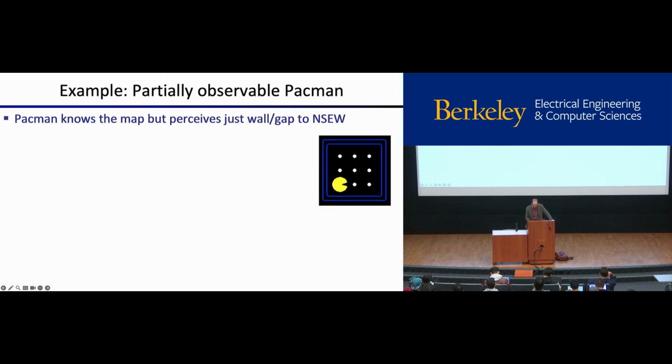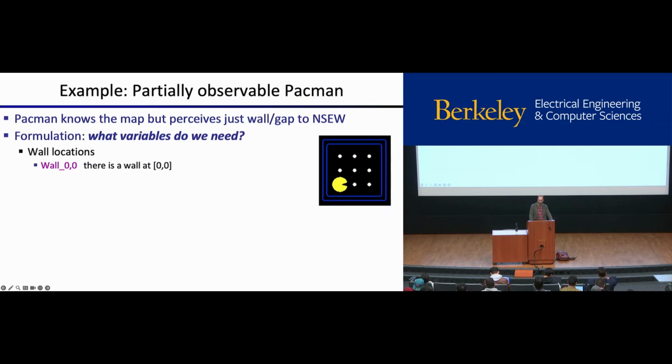Is that right? Does he know where the walls are? I think no. He knows which locations exist. But all he perceives are whether there is a wall or not to his north, to his south, to his east, and to his west. So, what variables do we need to represent Pacman's knowledge in propositional logic?